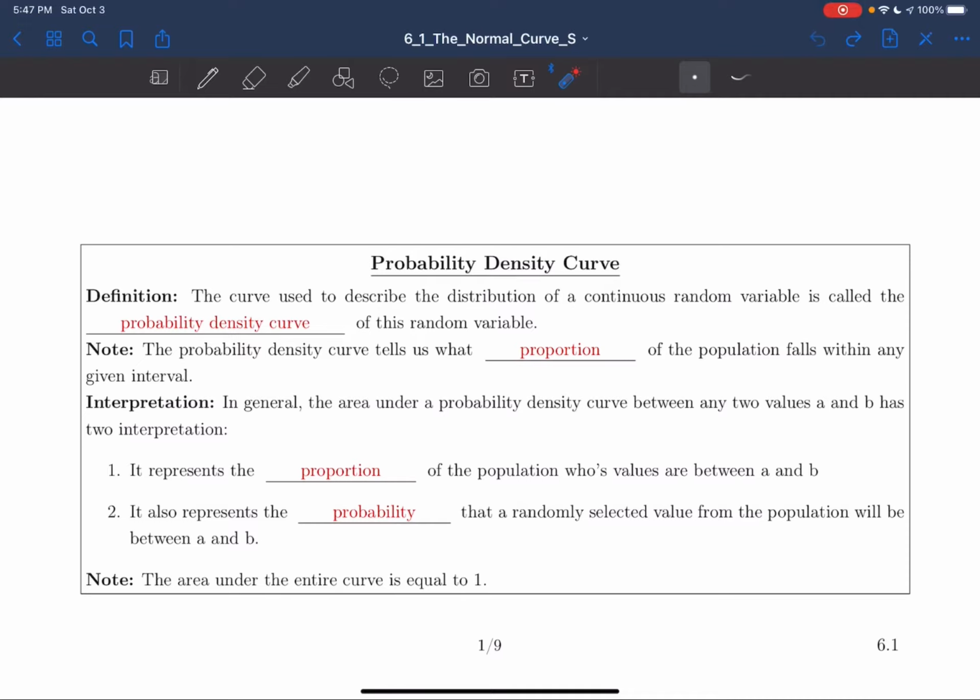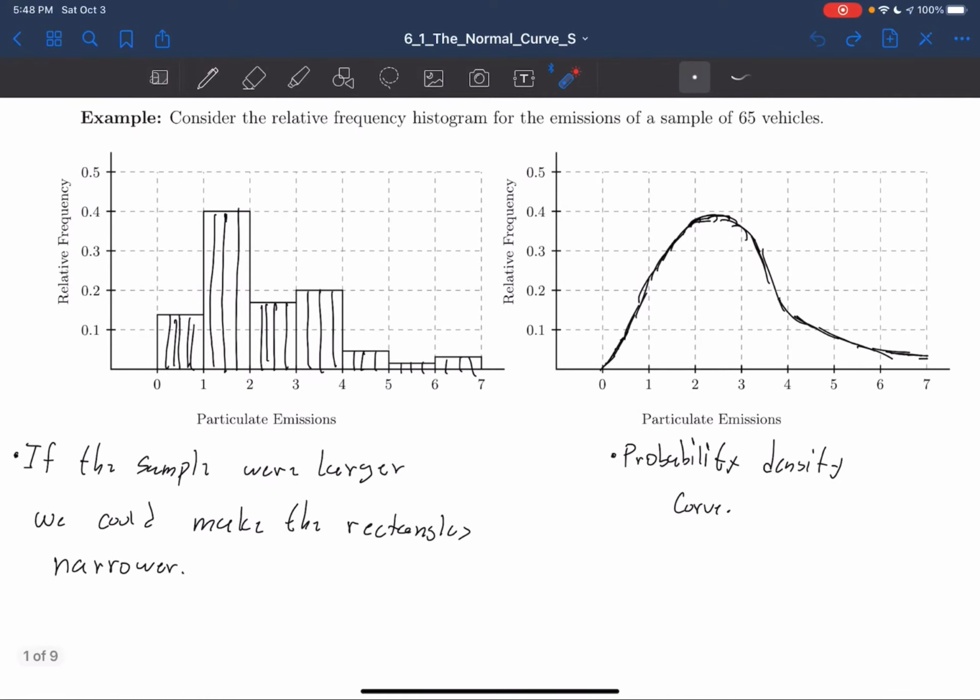There are a couple of ways to interpret this. In general, the area under a probability density curve between any two values, A and B, has two interpretations. The first is that it represents the proportion of the population whose values are between A and B. So for example, if I knew the area between 3 and 4, then I could say that the proportion of our vehicles, the whole population of vehicles, that emit between 3 and 4 is the area underneath here.